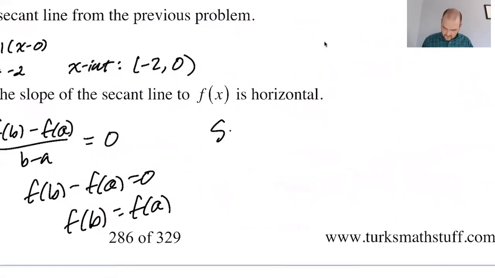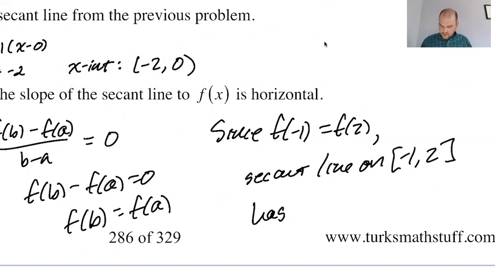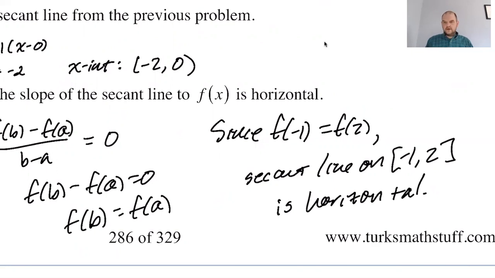Since f of -1 equals f of 2, the secant line on -1 to 2 inclusive is horizontal. Sorry, I was going to say it has 0 slope, which is the same thing, but you want to answer the actual question. It's horizontal. There we go. All right.